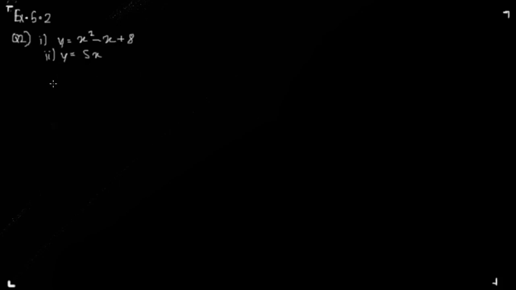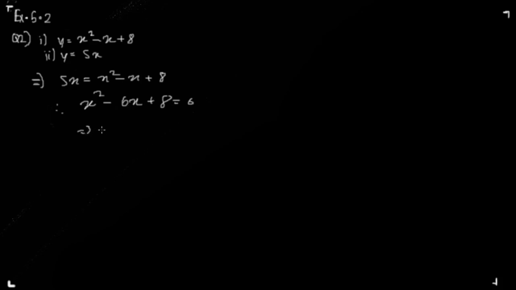Alright, so now let's do question number 2. For these ones I'm going to go really quick because these are long, but they're still a bit confusing, so pay attention. For the first equation, since y is equal to 5x and y is also equal to this, that means 5x is equal to x squared minus x plus 8. Then you can move this to the other side, so you get 0 is equal to x squared minus 6x plus 8. Then you're going to factorize like normal.